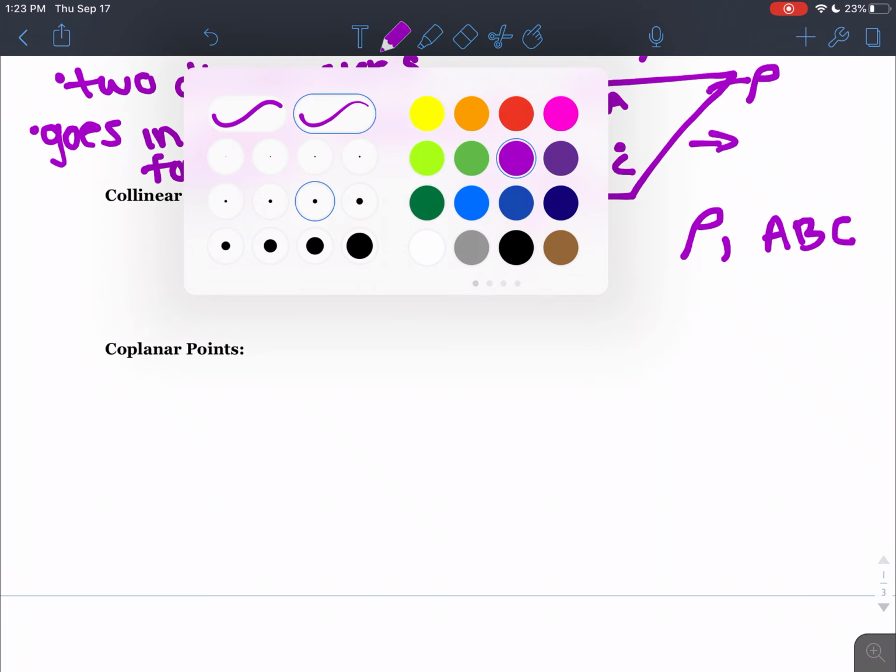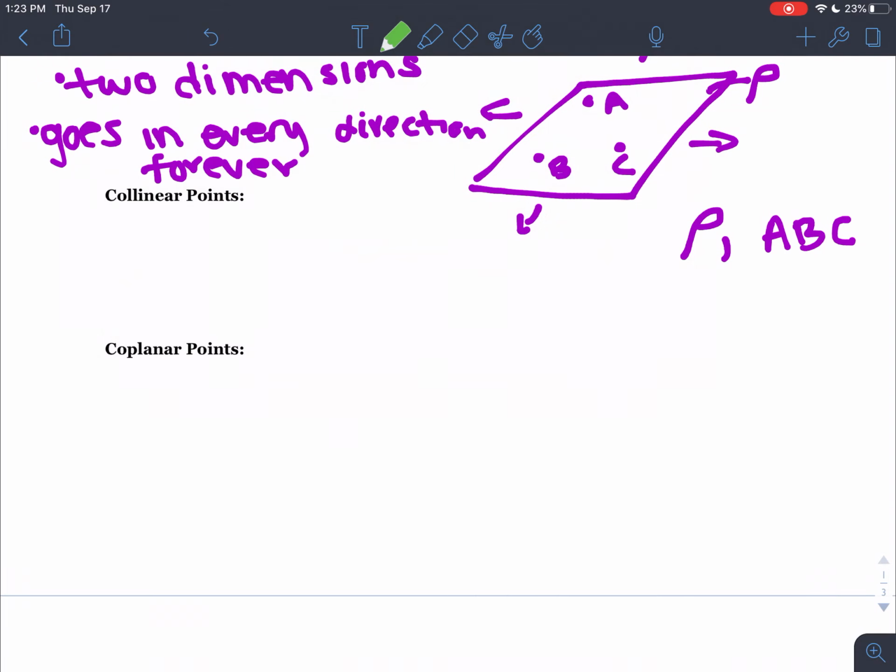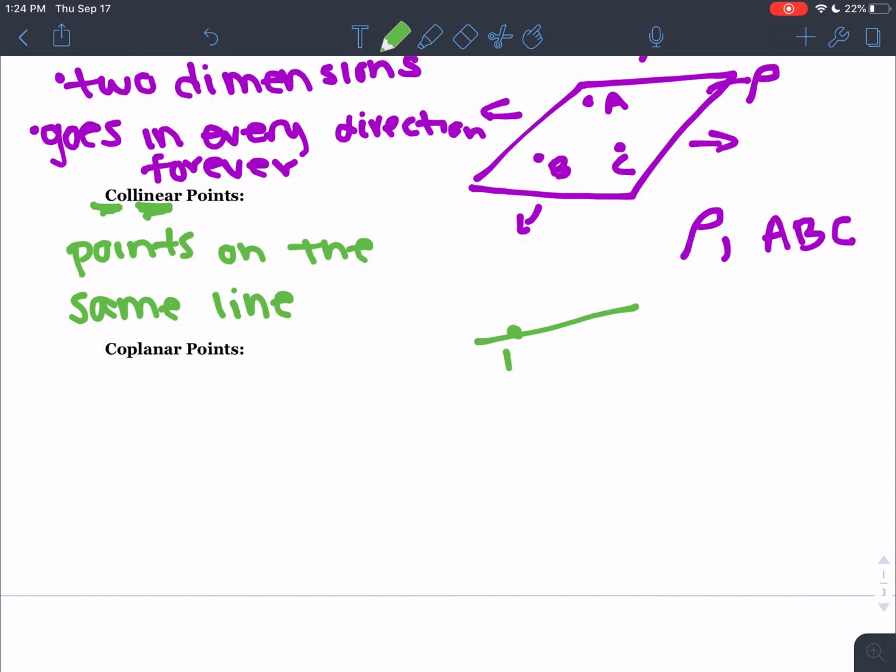Next one I want to talk about is collinear points. Now, if you look at the word collinear, you see co, meaning together, and linear, which means on a line. So collinear points are points on the same line. So if I have this line made up by points A and B, A and B are collinear. They're part of the same line.